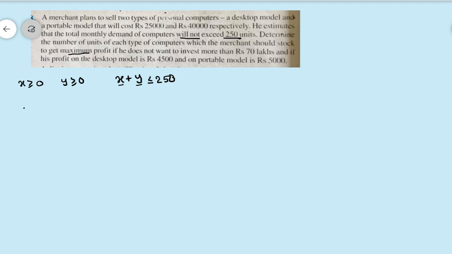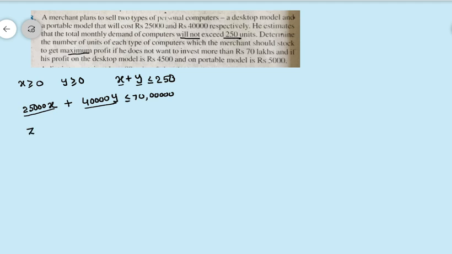At the same time, one desktop model costs 25,000. He is purchasing X, that's why 25,000 into X. One laptop model purchasing cost is 40,000, but he is purchasing Y computers, that's why 40,000 into Y. This is the total amount he is spending to purchase the computers. That must be less than or equal to 70 lakhs, because he is saying in the question he doesn't want to invest more than 70 lakhs. Okay, so that is the second information.